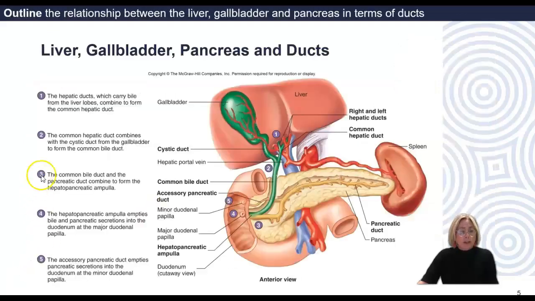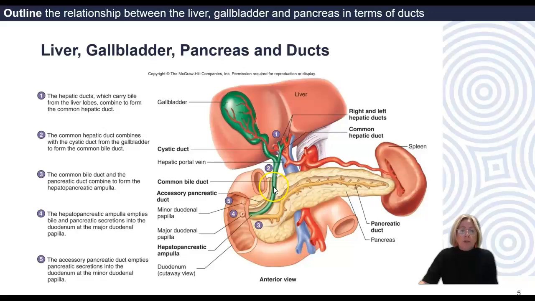So in a little bit more detail, looking at the relationship between the liver, the gallbladder and the pancreas in terms of these ducts or tubing systems. If we start here in one, the hepatic ducts are carrying bile from the liver lobes, and they combine to form that common hepatic duct. The common hepatic duct combines with that cystic duct that I spoke about on the previous slide from the gallbladder to form the common bile duct down here.